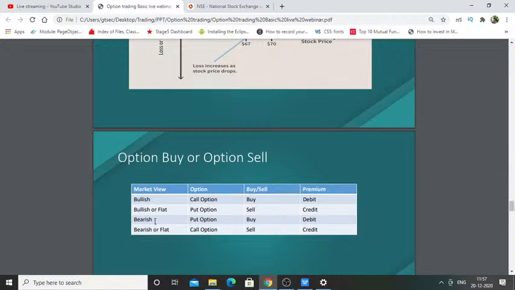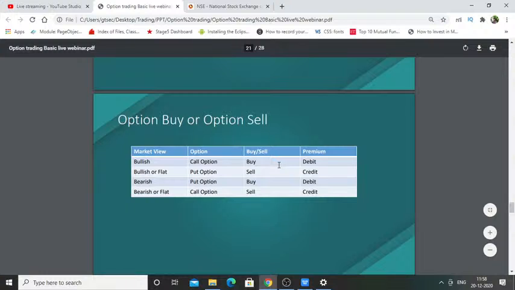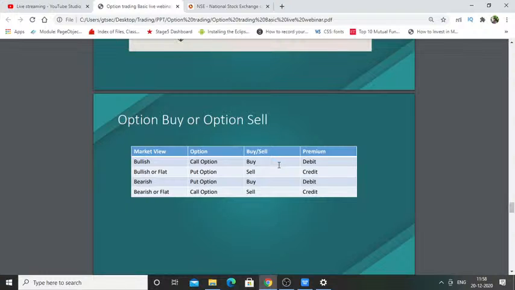And if you are bearish on any stock or index, you have to buy a put option, or if you think the stock is bearish or it might stay flat, then it makes sense to sell a call option. So this is about option buying and option selling. You guys can look into this tabular column. If you are bullish, it makes sense to buy a call option or sell a put option, and if you are bearish, you have to buy a put option or sell a call option.